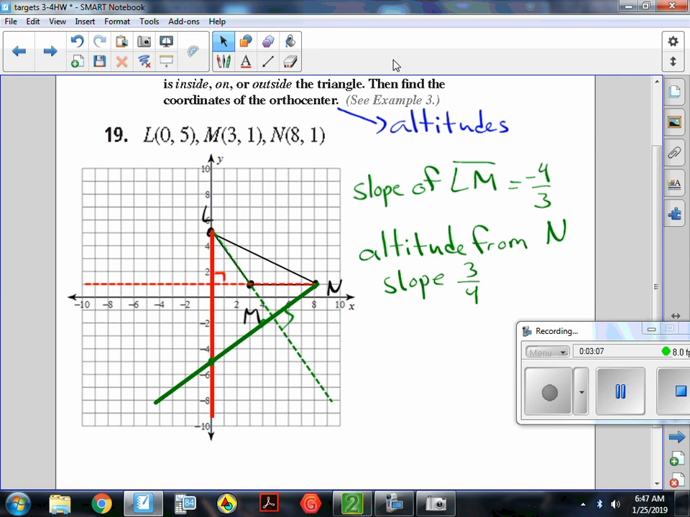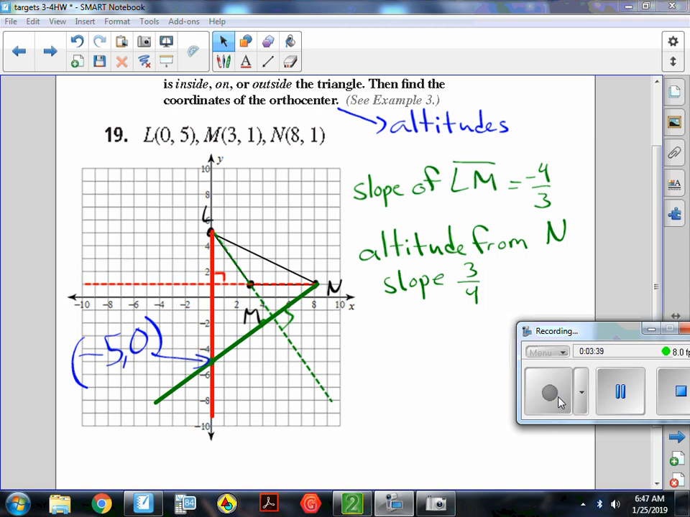And so I can see that the two altitudes intersect, it looks like at negative 5, 0. And so that's going to be your orthocenter. Unless instructed, you don't need to draw all three altitudes because, like I said, if all three lines are going to intersect at the same point, then when I find the intersection of two of the lines, that's going to be the same point as where the third line intersects.